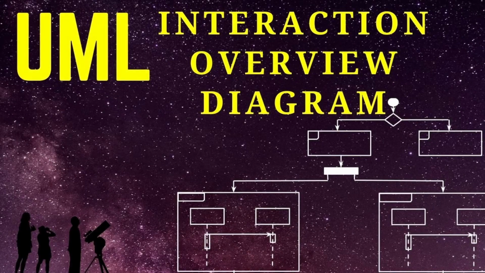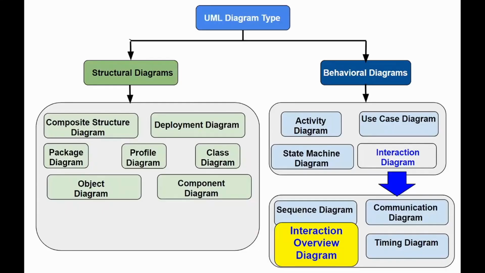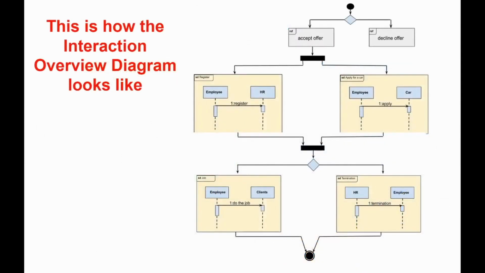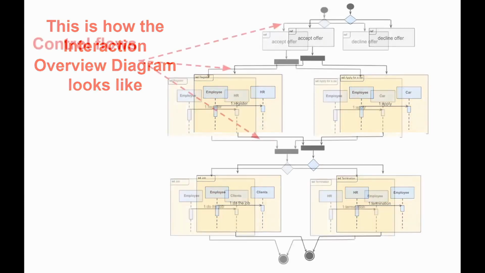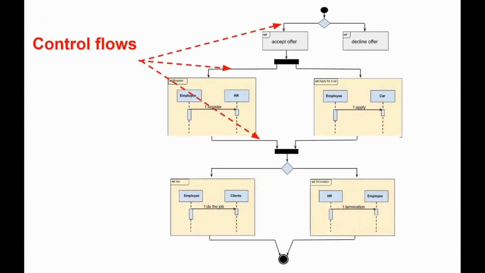UML interaction overview diagram illustrates the flow of control of the interactions with the nodes that consist of interactions or interaction occurrences. In other words, it is a high-level abstraction that illustrates the flow of activity between diagrams. Basically, an interaction overview diagram is like an activity diagram in which the elements were replaced by small sequence diagrams, or is like a sequence diagram broken down by the markup of the activity diagram that illustrates the flow of control.